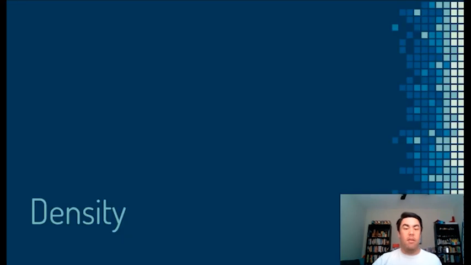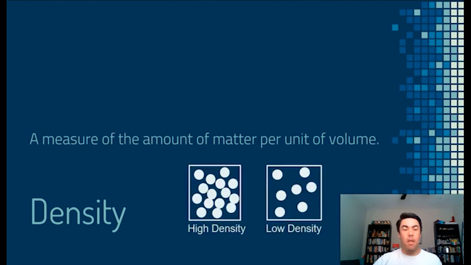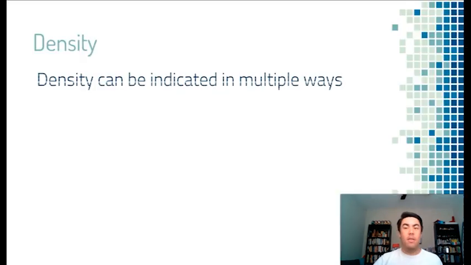Next, we're going to talk about density. And density is the amount of matter per unit volume. So here's an example of high density and low density. So density can be indicated in multiple ways.